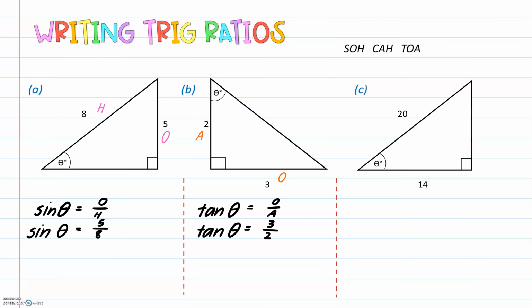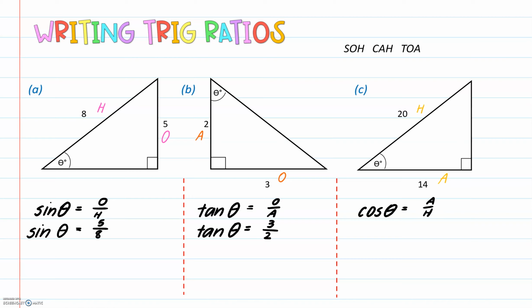All right, and finally, C. I know that 20 is the hypotenuse because it's directly opposite the right angle. And I know that 14 is the adjacent side because it is next to the angle. Step 1 is done. Step 2, let's figure out and write down the ratio. We have adjacent and hypotenuse, which is CAH, so we have cos theta equals adjacent over hypotenuse.